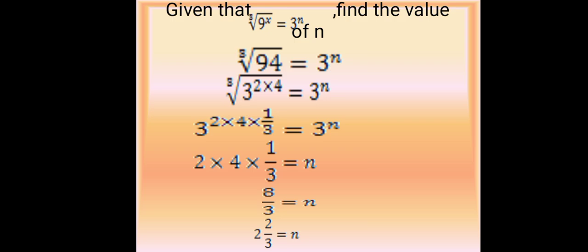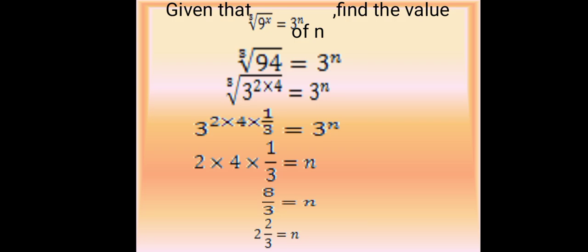Now, taking a number to a power and then its cube root is the same as multiplying those powers by a third. If a number has a power and you find the cube root, you can just as well multiply its power by a third. So the powers of 9 raised to the power of 4 are 3 raised to the power of 2 multiplied by 4, and then the cube root, multiplied by a third, is equal to 3^n.